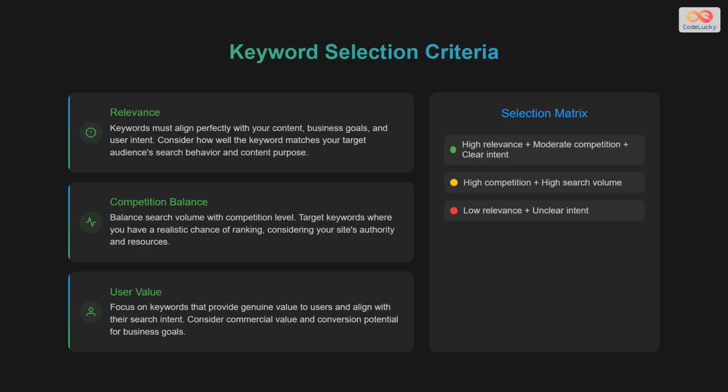Second is competition balance. Balance search volume with competition level. Target keywords where you have a realistic chance of ranking, considering your site's authority and resources. Third is user value. Focus on keywords that provide genuine value to users and align with their search intent. Consider commercial value and conversion potential for business goals.